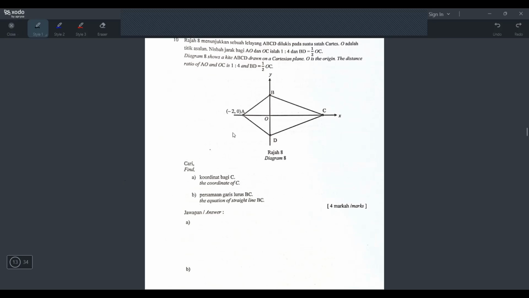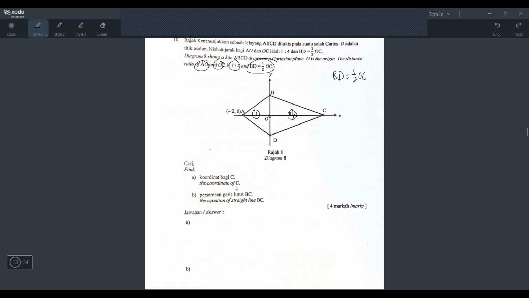Okay, continue. Number 10. Diagram 8 shows a kite ABCD. So this is a kite drawn on the Cartesian plane. O is the origin. Okay, so O is 0, 0. The distance ratio of AO to OC is 1:4. So for AO the ratio is 1, for OC the ratio is 4. Okay, must circle it because it's a ratio. And then BD is 1/2 OC. So BD is actually half of OC, or you can say BD is OC divided by 2. So I think this information will be very useful later on, right? So that's why I write it down.